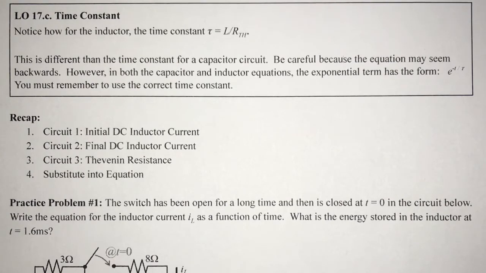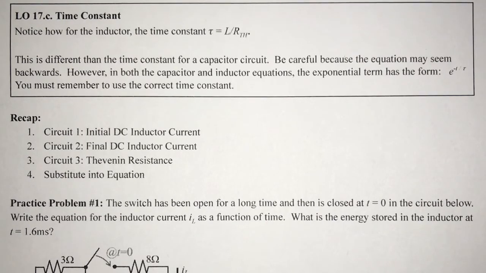First, we redraw the circuit in its original state and find the initial DC inductor current. Second, we draw the circuit in the final state and we find the final DC inductor current. Third, in the final state, we turn off the sources, remove the inductor, and calculate the Thevenin resistance. And then fourth, we substitute our answers into the equation.